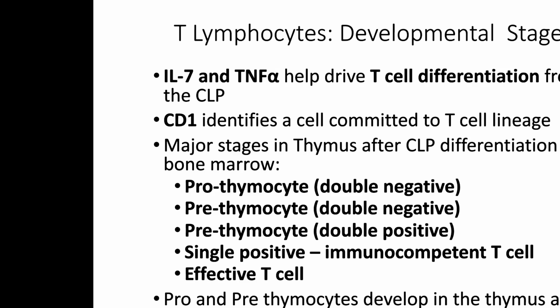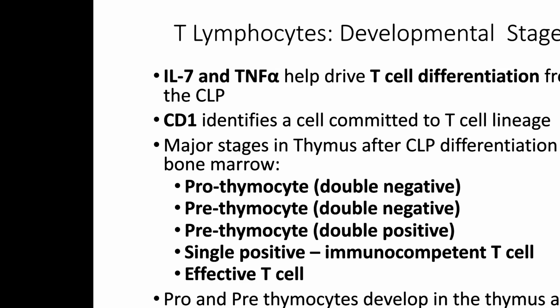IL-7 and tumor necrosis factor alpha will help drive T cell differentiation from the CLP. CD1 is the first indicator that you have a cell that is committed to the T cell lineage. So T cell development is very complex.